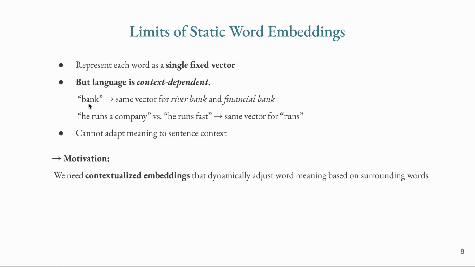The word bank here: we have river bank and we have financial bank, but this single word bank will use the same vector. So how do we differentiate that? And he runs a company versus he runs fast. Also, different meanings, but the same vectors. These different meanings depend on the context. So static word embeddings cannot adapt meaning to the sentence context. It's still a fixed vector and not flexible at all.